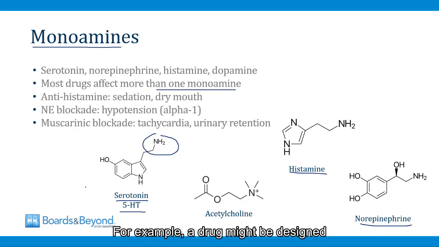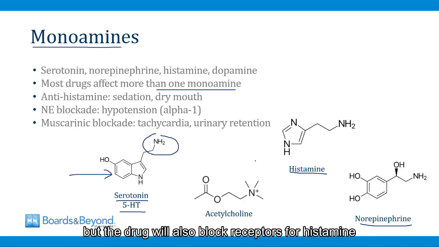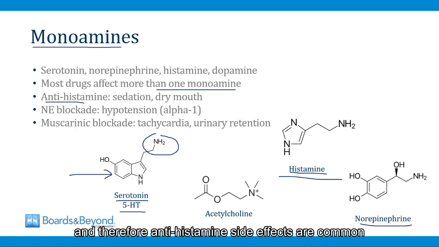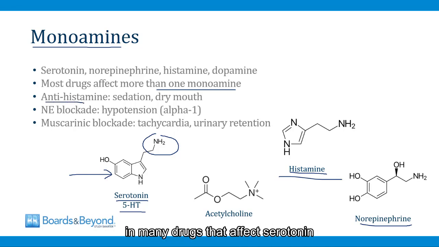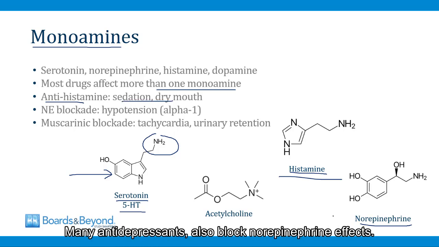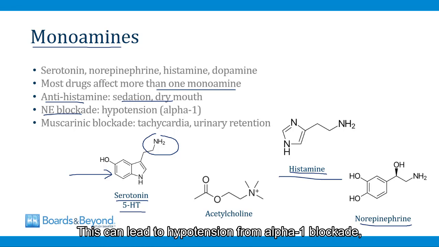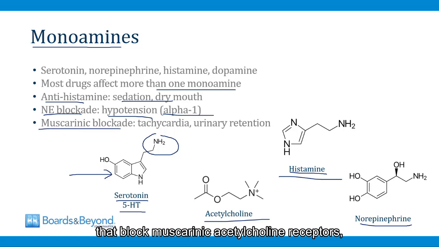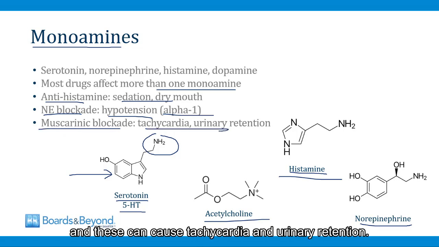For example, a drug might be designed to block the reuptake of serotonin, but the drug will also block receptors for histamine because histamine structure is similar to serotonin, and therefore antihistamine side effects are common in many drugs that affect serotonin, and antihistamine side effects are things like sedation and dry mouth. Many antidepressants also block norepinephrine effects. This can lead to hypotension from alpha-1 blockade. And then acetylcholine is not a monoamine, but it is also a small molecule in the central nervous system, and there are a number of antidepressants that block muscarinic acetylcholine receptors, and these can cause tachycardia and urinary retention.